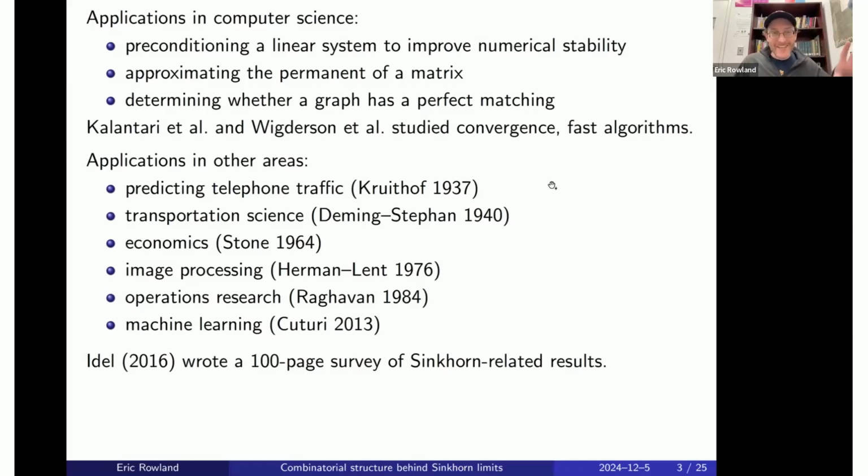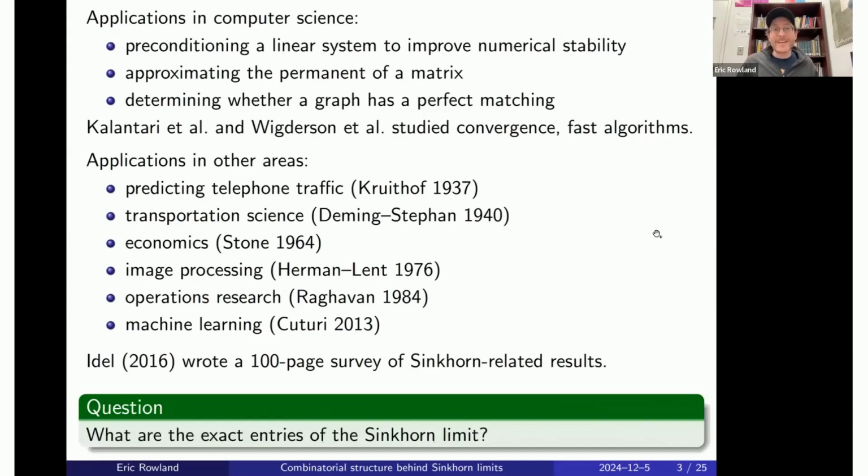For all these applications, the people were interested in numeric Sinkhorn limits, computing Sinkhorn limits numerically, so using this scaling rows and columns method. But from a mathematical perspective, we could ask, what are the exact entries of the Sinkhorn limit? So that's what we're going to focus on in this talk. Not anything about convergence or numerics. We want to know what the exact values of the entries of the Sinkhorn limit are.